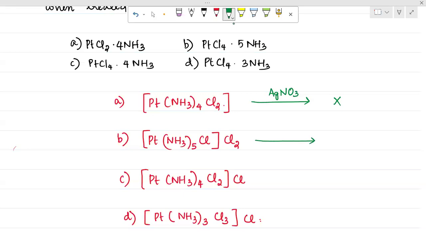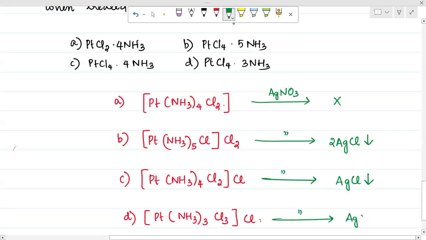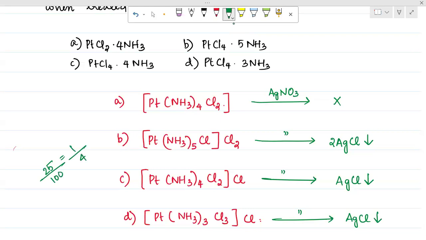But here, when you add AgNO3, what will happen? There are two Cl ions which are outside and they'll be precipitated as 2 AgCl. In the third case, 1 Cl is outside, so upon the addition of AgNO3, 1 AgCl will be precipitated. And the last one also, 1 Cl is outside, so 1 mole of AgCl will be precipitated. The question is, out of all the Cl which is present, which will give 25% of precipitate? What is 25%? 25% is 25 by 100. That is 1 out of 4.